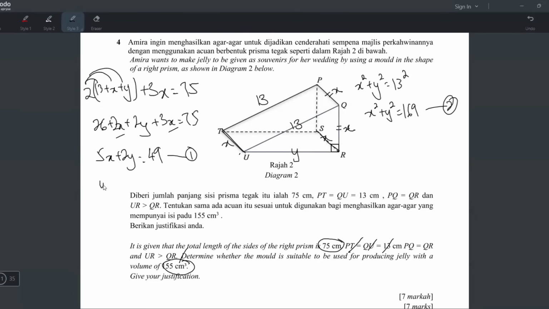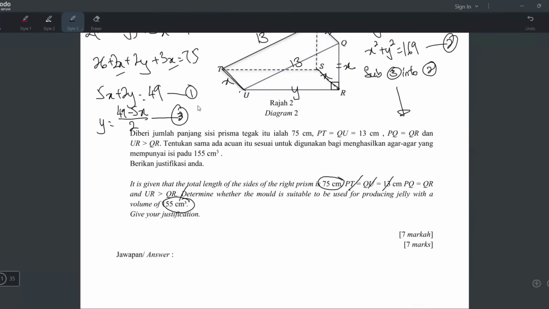Okay, let's say I jadikan y single lah. So dia akan jadi 49 tambah 5x jadi tolak 5x, darab 2 jadi bahagi 2, and I'll call this equation 3. And then I'll sub 3 into 2, then I can cari x. So I just write sub 3 into 2. I don't have enough space, so I'll continue down here lah.